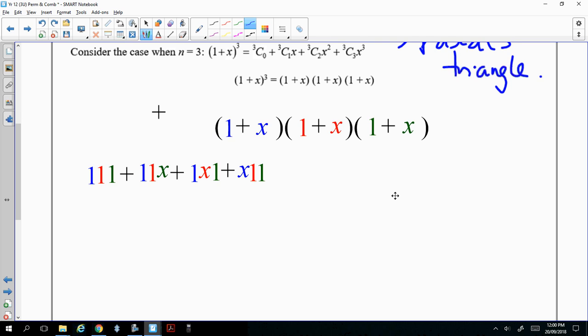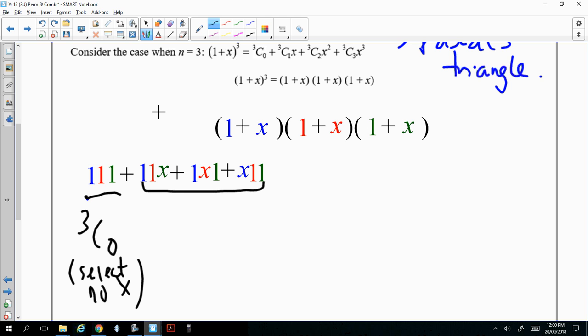Because this is one way of selecting nothing, no x's. So 3c0 ways of selecting no x, which is 1. There are 3 of these, which is 3x, which is exactly 3c1 ways of selecting the x's. It could be from this bracket, or this bracket, and exactly 3c1 ways of doing so.